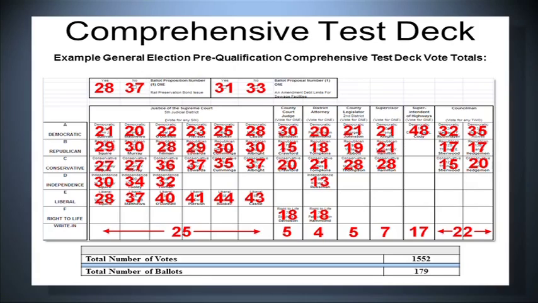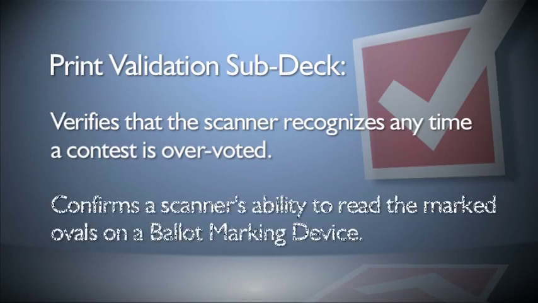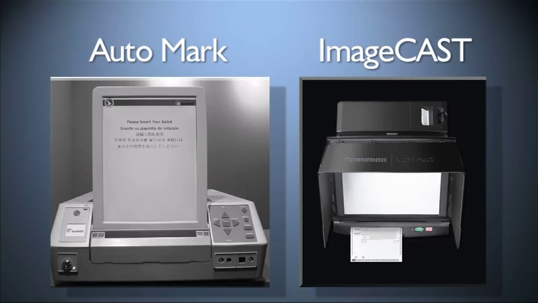A print validation subdeck is created as part of a comprehensive primary and general election test deck. This test verifies that the scanner recognizes any time a contest is overvoted. It also confirms a scanner's ability to read the marked ovals on a ballot marking device. This test can be run on either an AutoMark or ImageCast ballot marking device.